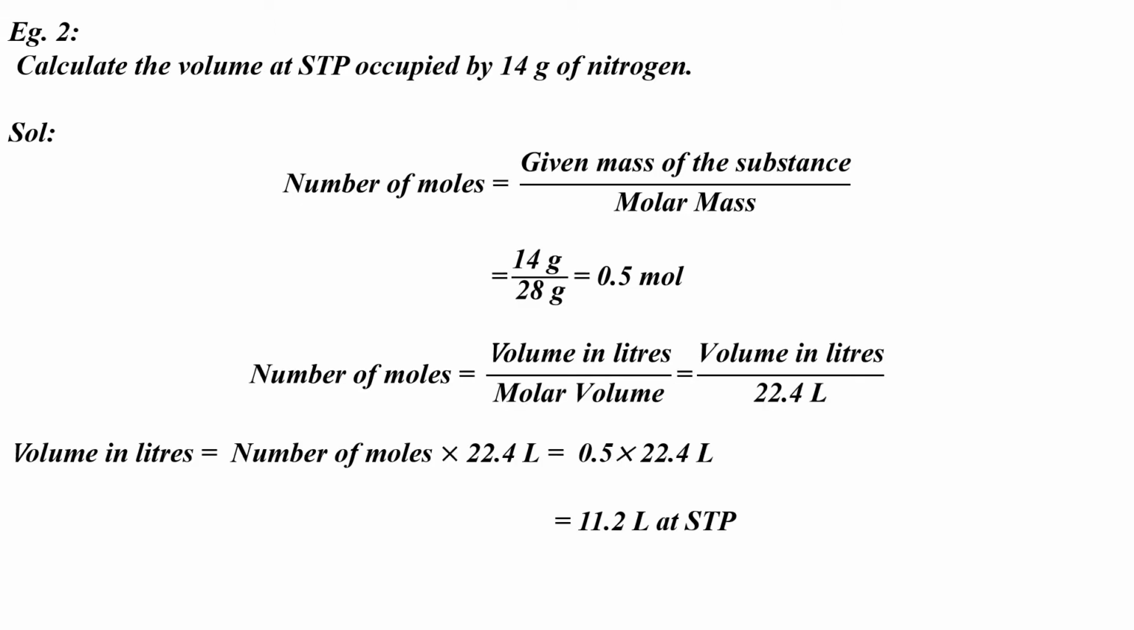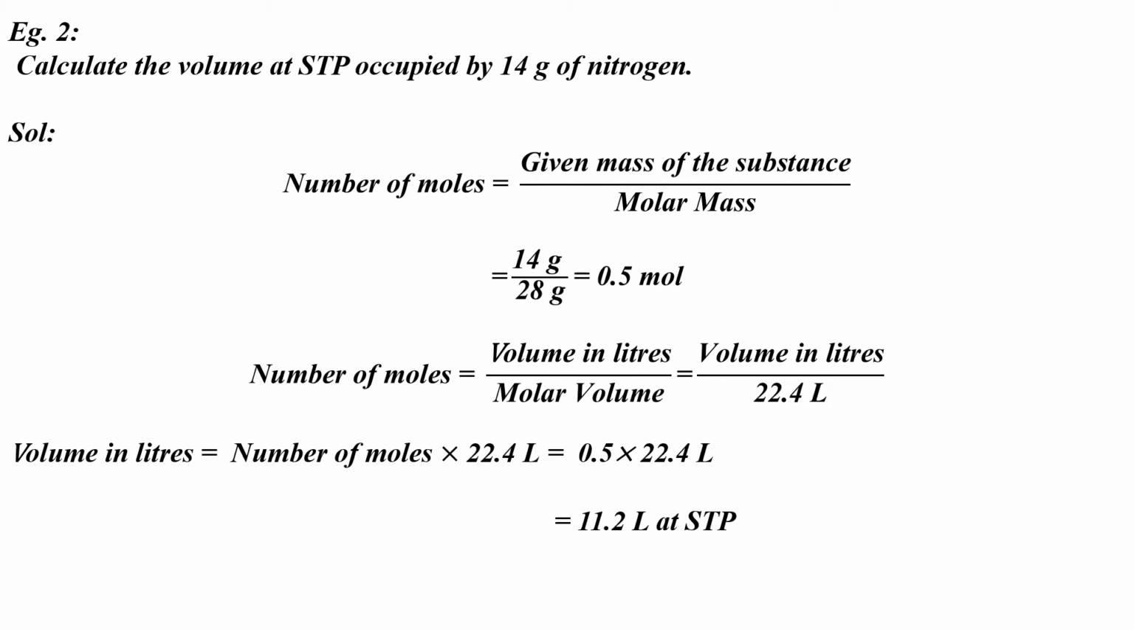Example 2. Calculate the volume at STP occupied by 14 grams of nitrogen. In this problem, we are asked to calculate the volume occupied by 14 grams of nitrogen. Here, the mass of nitrogen is expressed in grams and you are asked to calculate the volume occupied by 14 grams of nitrogen. So your answer should bear a different unit, that is liter in this case.